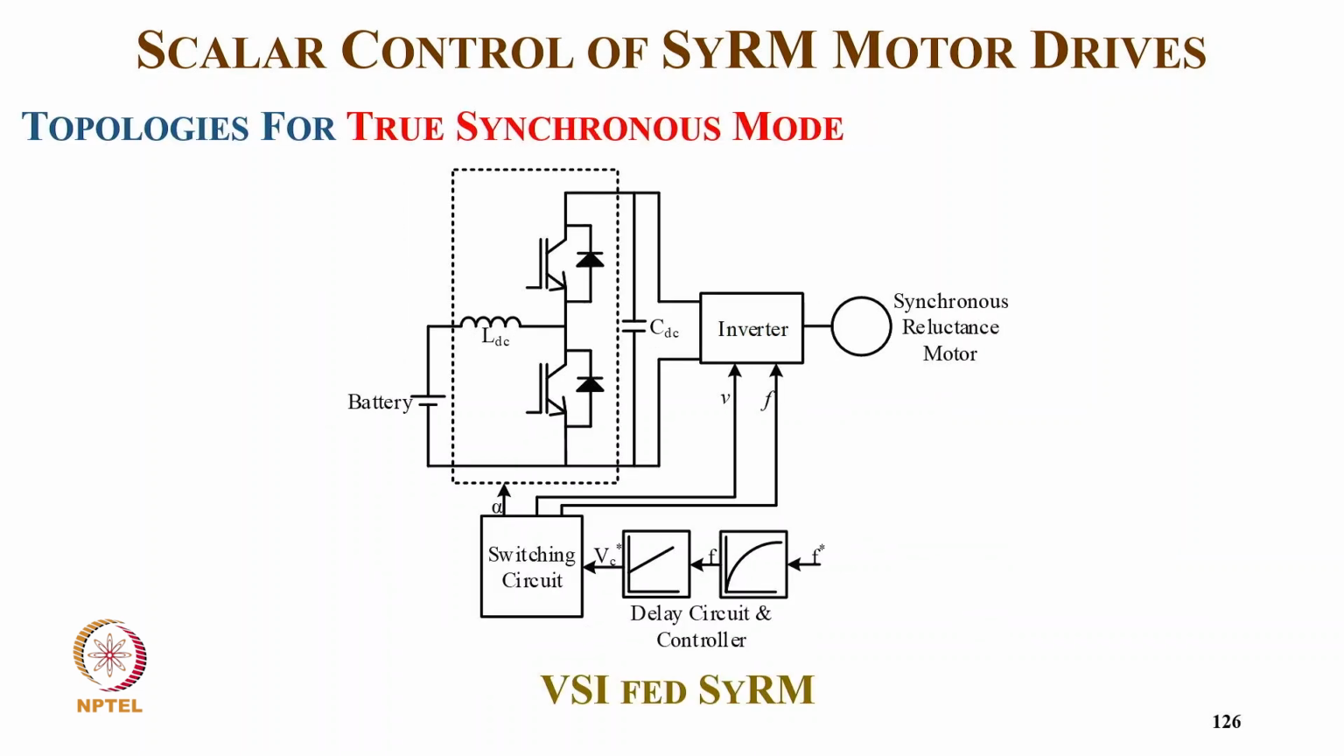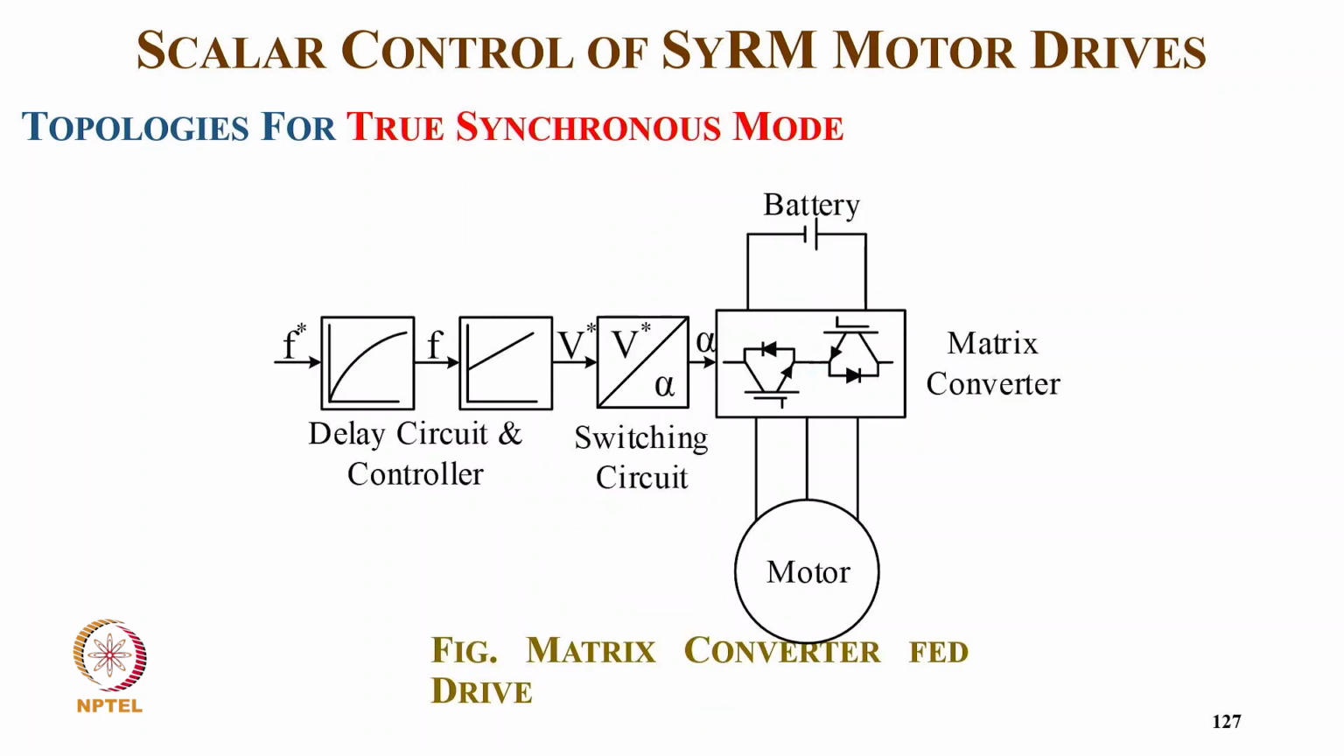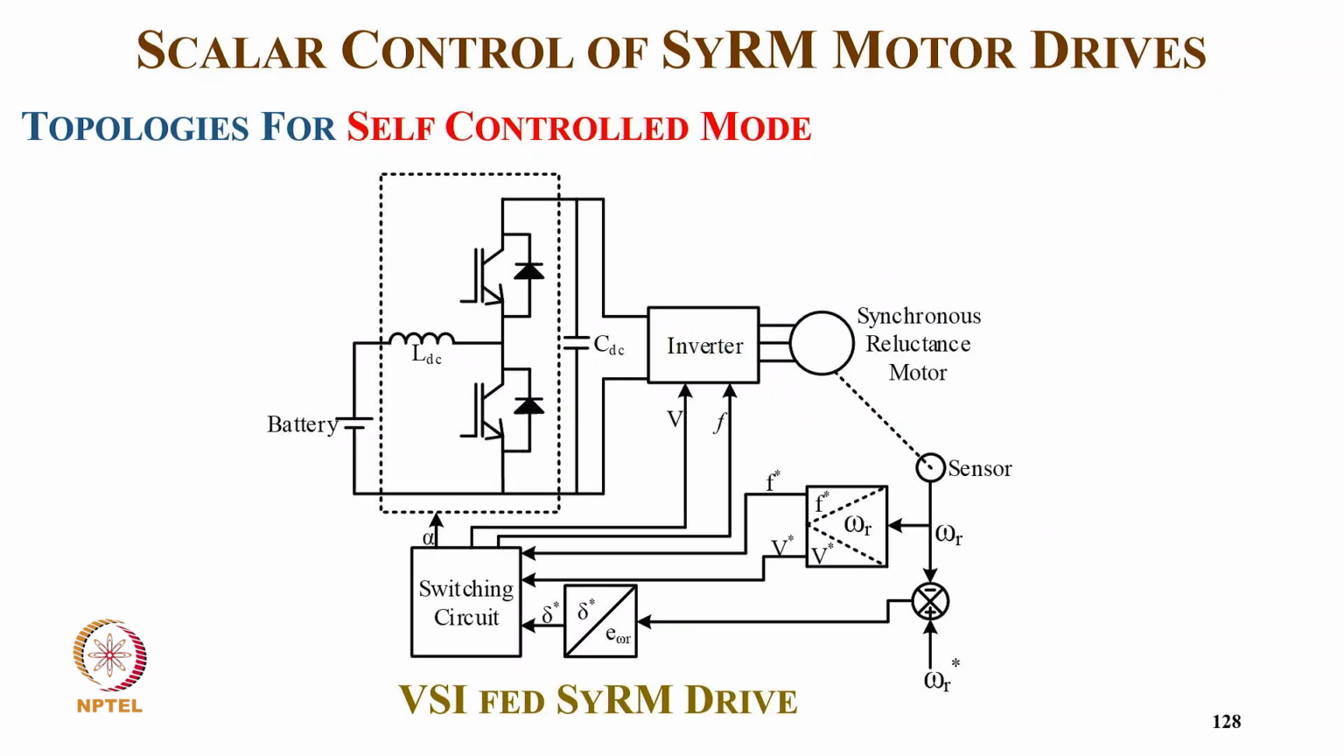For the true synchronous mode topology, we again have the battery with the buck boost converter. We take a feedback here. With the delay circuit and current controller, we form the frequency. We calculate the rise of frequency, then the corresponding voltage, and we give the switching circuit the duty cycle as well as voltage and frequency to the inverter. And this is the matrix converter drive. So we have the frequency with the delay rise, and then the voltage corresponding to that, and we have a voltage versus angle, which is given to the matrix converter.